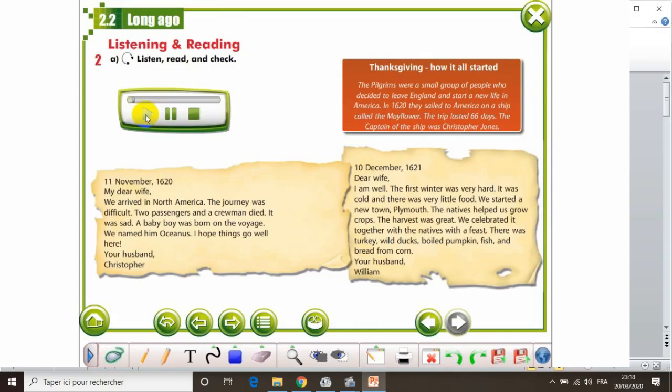Thanksgiving. How it all started. The Pilgrims were a small group of people who decided to leave England and start a new life in America. In 1620, they sailed to America on a ship called the Mayflower. The trip lasted 66 days. The captain of the ship was Christopher Jones.